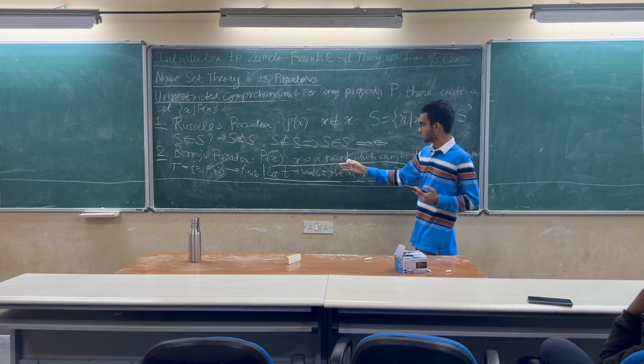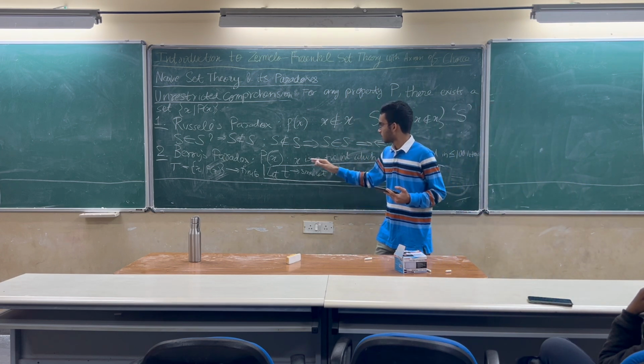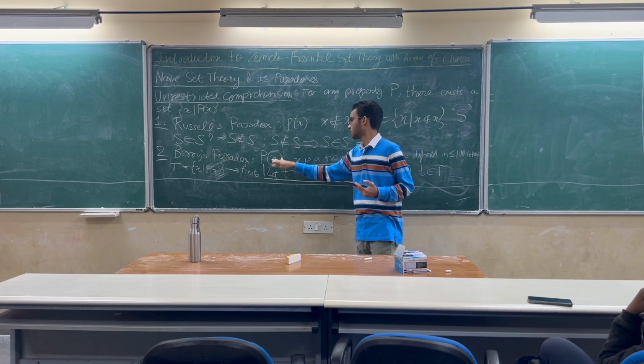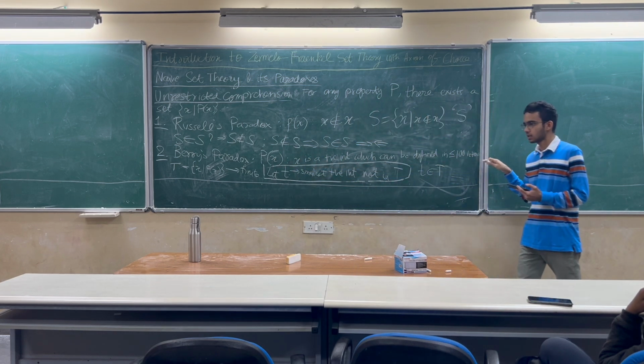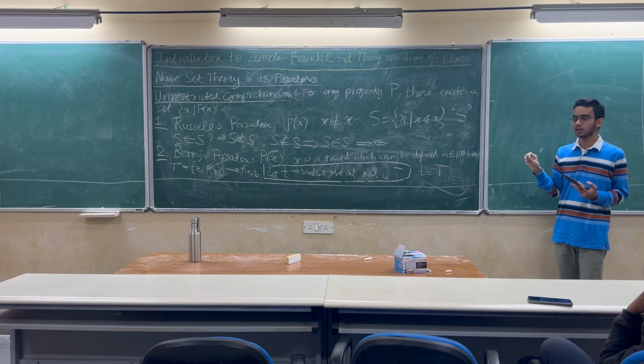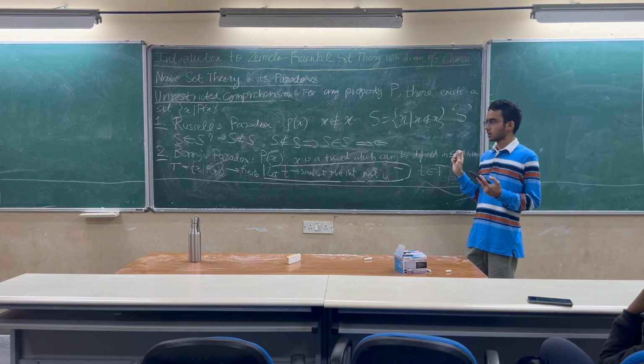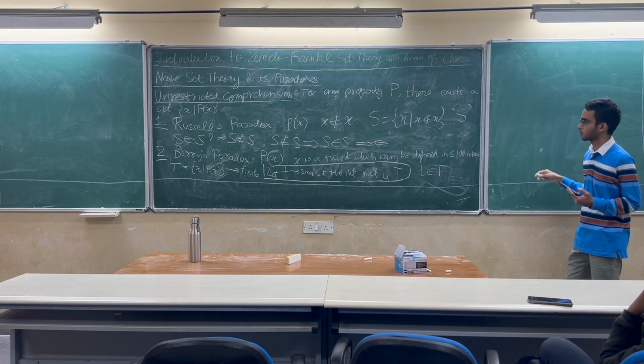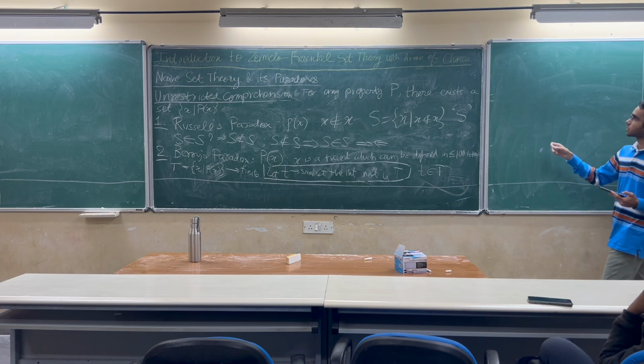And the way this paradox is fixed is by being more particular about what kind of things you can use as properties. So this is something which is not a valid property, or what is called a formula, because you cannot write it using logical symbols like and, or, not, there exists, etc. So that's how we are going to resolve such issues.